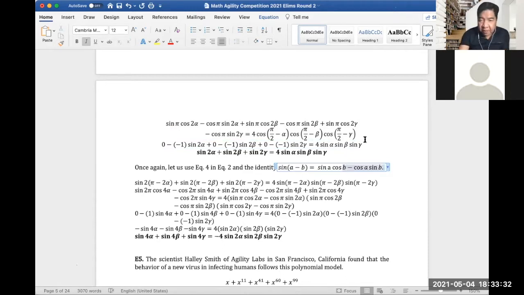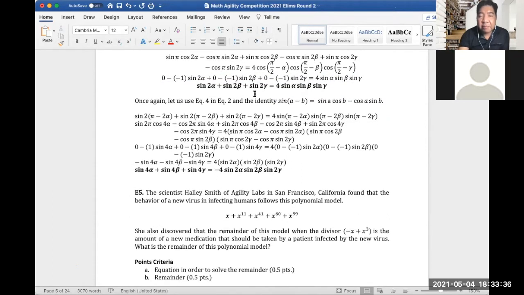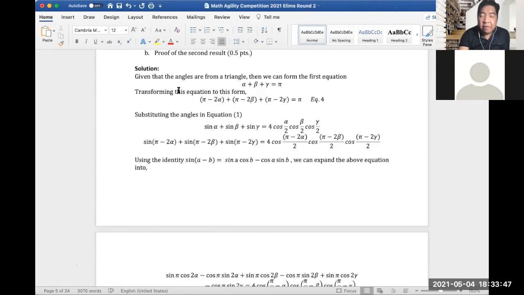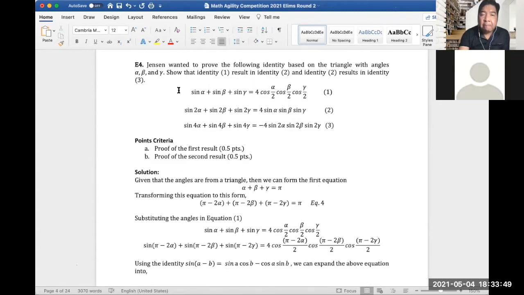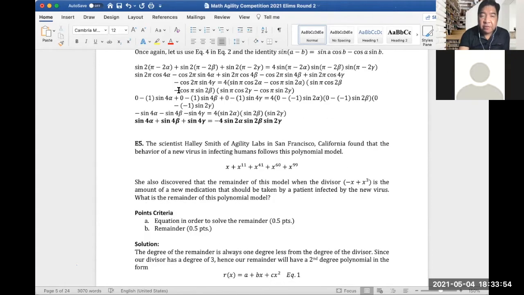So simplifying this expression, we have sine 2 alpha plus sine 2 beta plus sine 2 gamma equals 4 sine alpha times sine beta times sine gamma. So we already have proven the first requirement. So let's go to the second requirement.